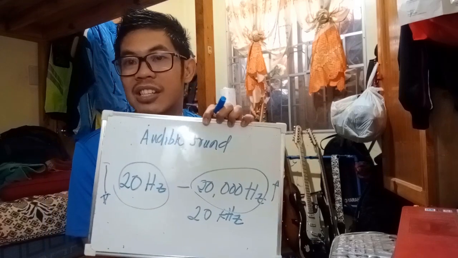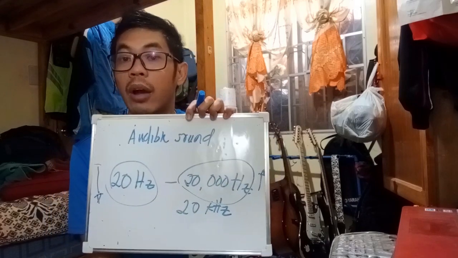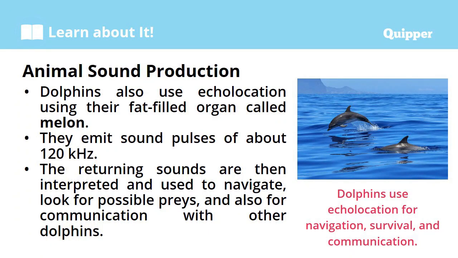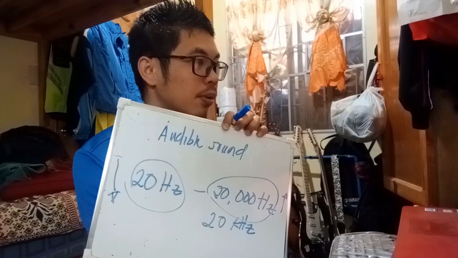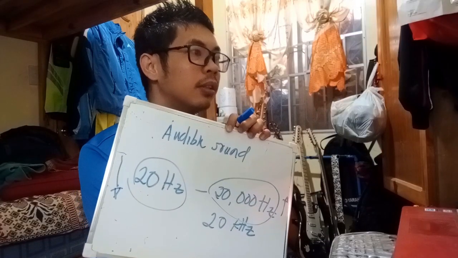Now, aside from your bats, we have your dolphins, who also uses echolocation and emits ultrasonic sound. No? They actually emit pulses of 120,000 hertz. So, 20,000 lang po yung reach natin, pero yung mga dolphins po, 120,000 hertz na po sila. Alright? So, ano bang gamit ng ultrasound?